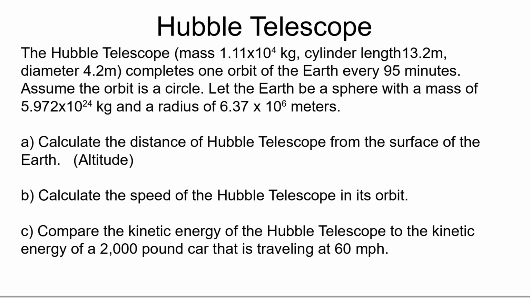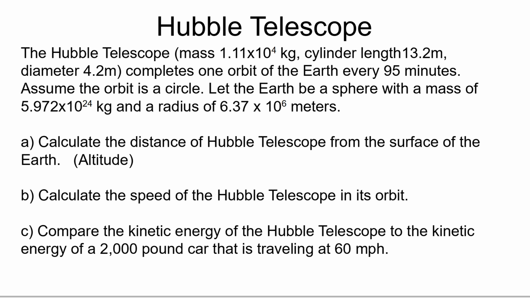This problem involves centripetal force, centripetal acceleration, and gravitation. We're going to consider the Hubble telescope, and some of the statistics about the telescope are given here. It completes one orbit of the Earth every 95 minutes. We're going to assume the orbit's a circle. It's not really a circle. We're not going to worry about the influence of the moon or the sun on the orbit. We're going to let the Earth be a sphere with a given mass and radius.